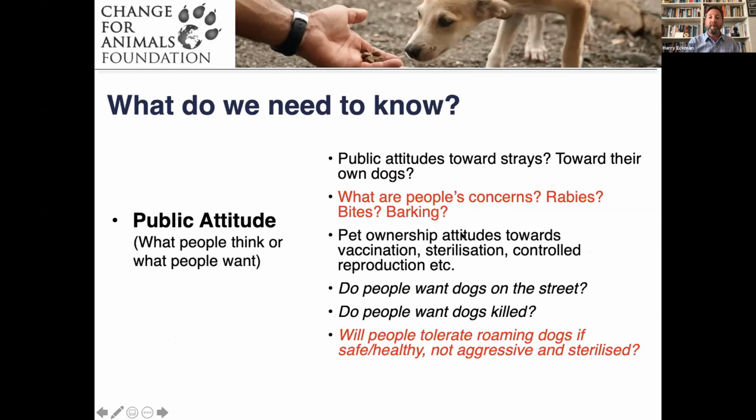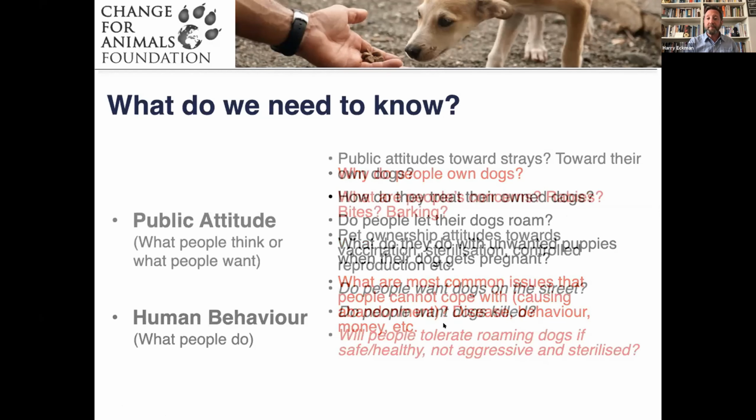Then we need to understand pet ownership and what are their attitudes towards it? Do people care about vaccinating their dog or sterilizing them or controlling reproduction? Do they think it's okay to drown puppies if they don't want them anymore? Because all of this will tell you a lot about the kind of education that you need or the kind of legislation that you need to put in place. Do people even want dogs on the street? Or do people want dogs killed on the street?